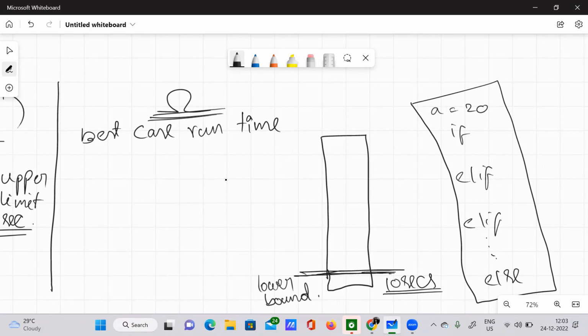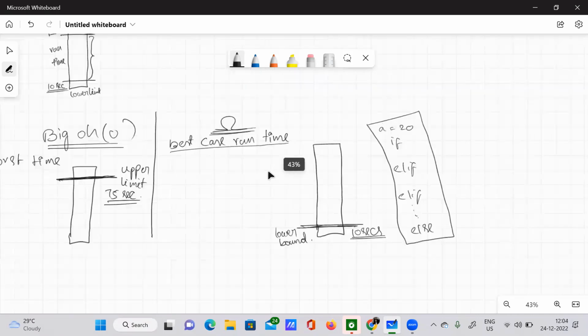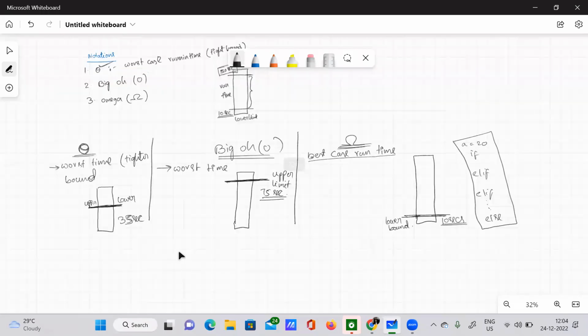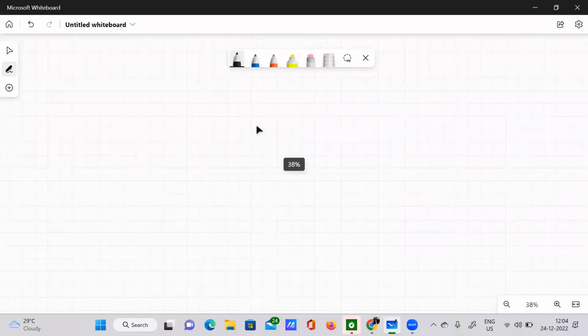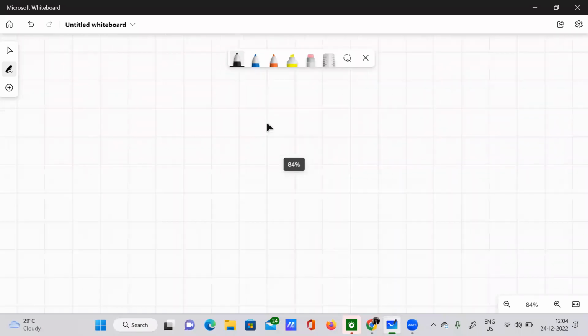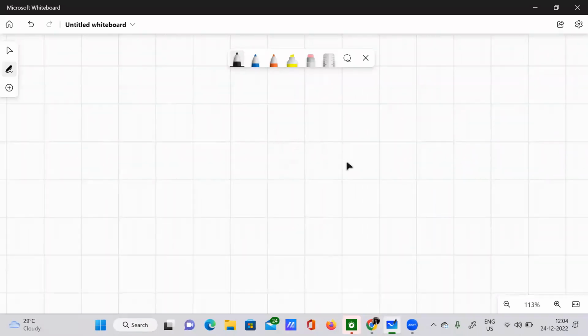So omega notation is actually explaining the best case runtime complexity to run a specific program, right? So by this, I have already explained briefly what theta notation is, what big O notation is, and what this omega notation is, right? Now I'll be explaining what is meant by theta notation in greater detail.